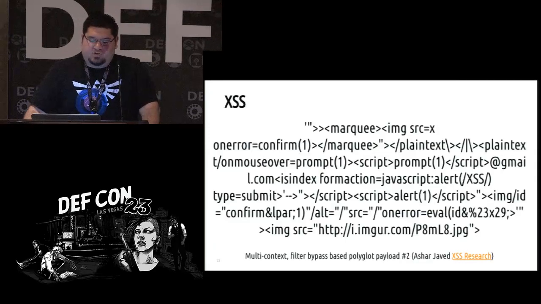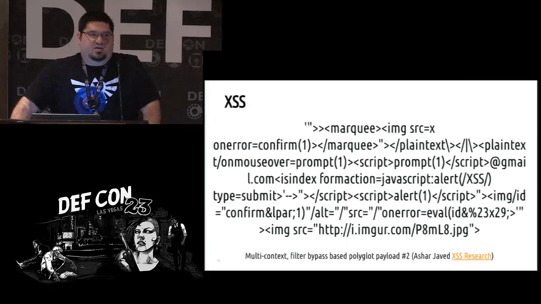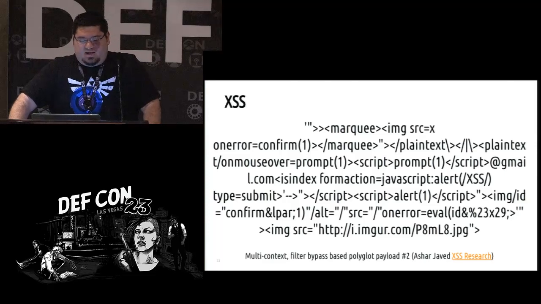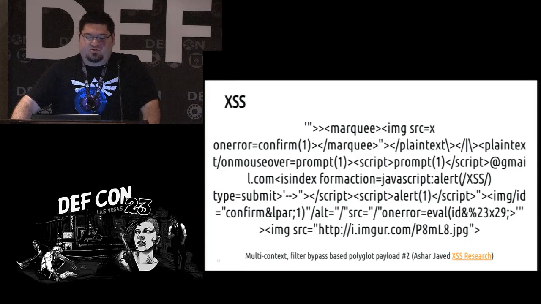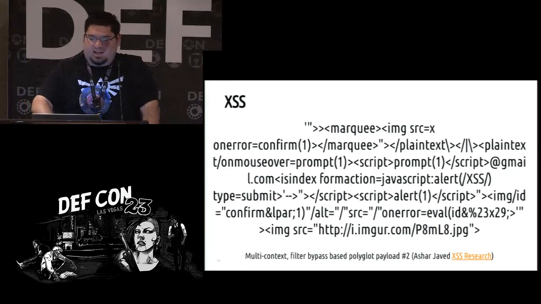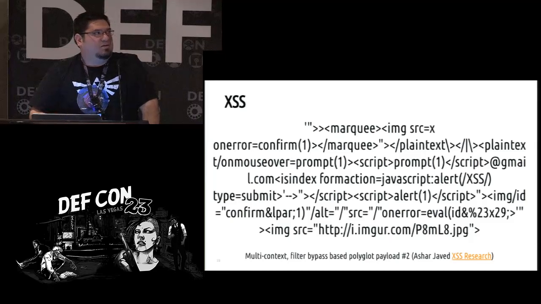So this one is from a researcher named Shar Javed. He does cross-site scripting research. I think he did his PhD in cross-site scripting, which to me blows my mind. So this is a multi-context filter bypass-based polyglot as well. You can see here that he's trying to mark up in a whole bunch of different contexts. He's got an at sign here to trick email filters, or maybe a form only takes emails or something like that.